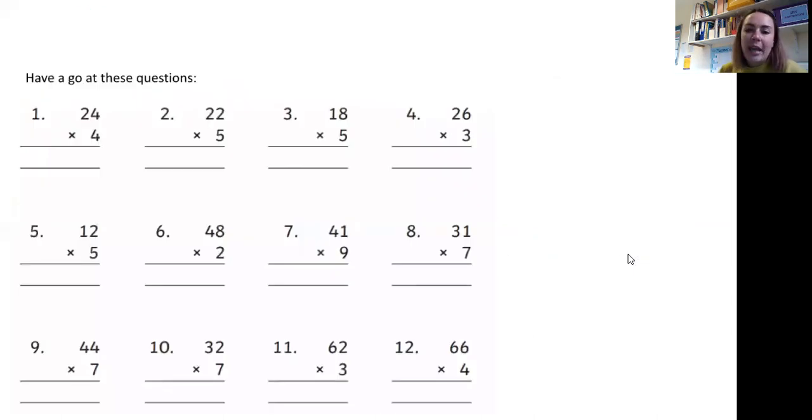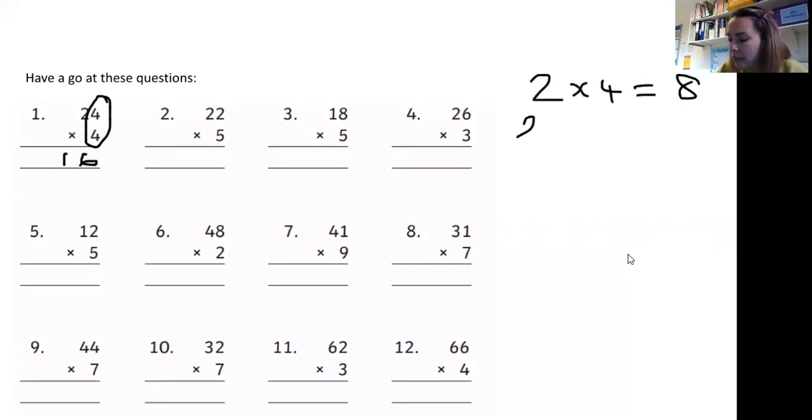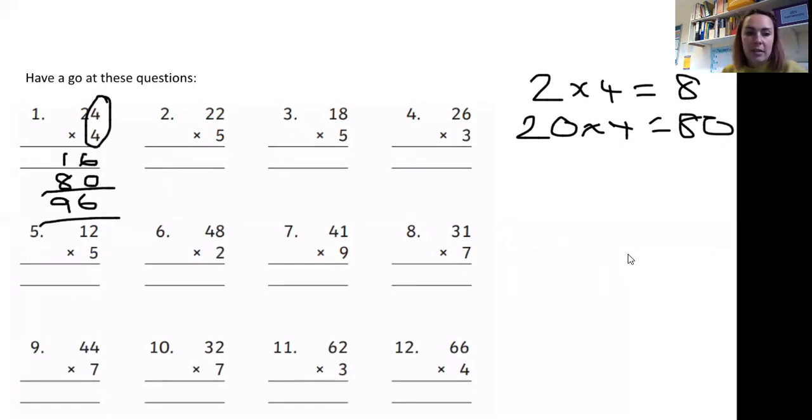Let's have a look. So here is your work today. Have a go at these questions, 1 to 12. Record them just like I have by doing, so on the first one, you would look and you would work out 4 times 4. So you know 4 times 4 is 16. And then it's 20 times 4. You know 2 times 4 is 8. Therefore, you know 20 times 4 is 80. And then you would add those two together to get the answer 96.